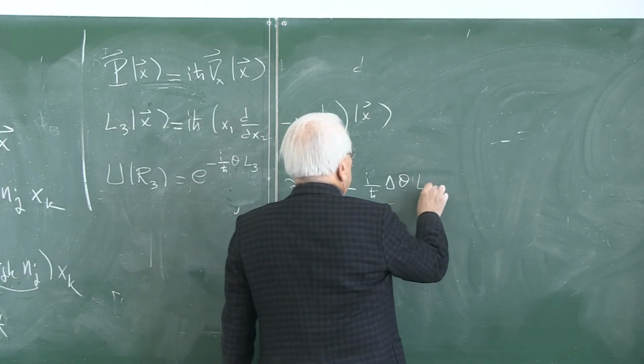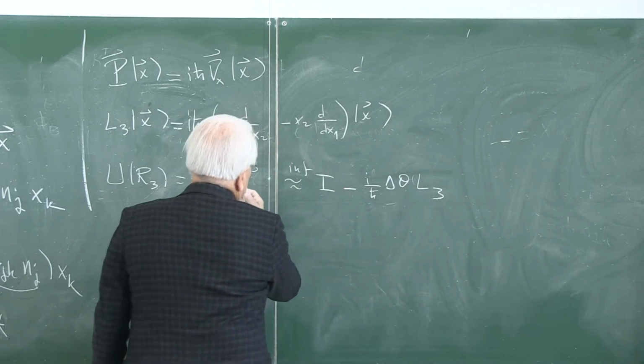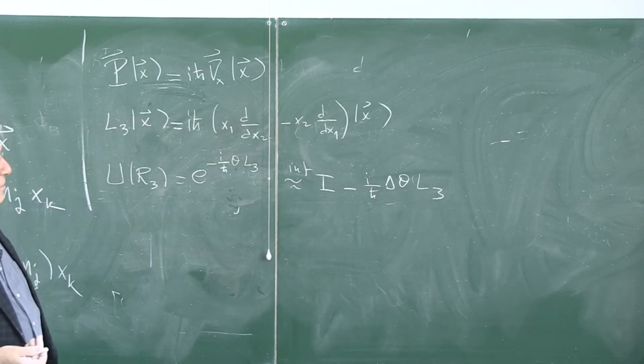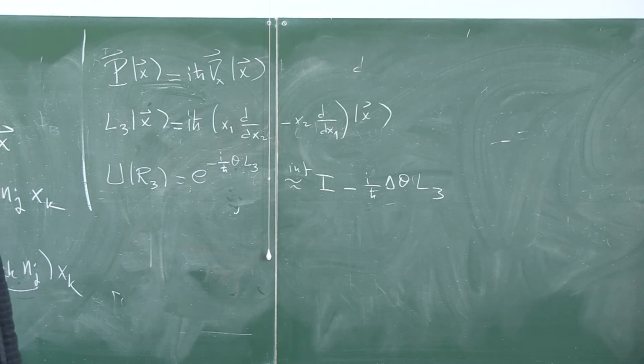So L3. Obviously, if this is the full form, that's the infinitesimal form. An identity minus a term which depends on delta theta. When you take delta theta goes to 0, it goes to the identity. Obviously, that's really trivial, right? Identity is the no rotation case. Infinitesimal case is identity plus a delta theta. So this is a good construction.